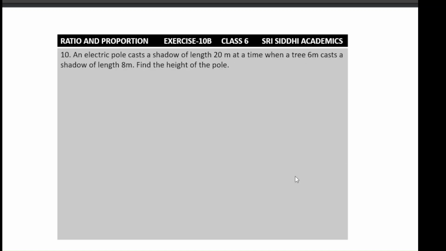Okay. Now let's move to question number 10. Question number 10 says an electric pole casts a shadow of length 20 meters. So this is the electric pole. It is casting a shadow of 20 meter. A tree of 6 meter, this entire length is 6 meter, is casting a shadow of length 8 meter. So the question is: find the height of the pole.